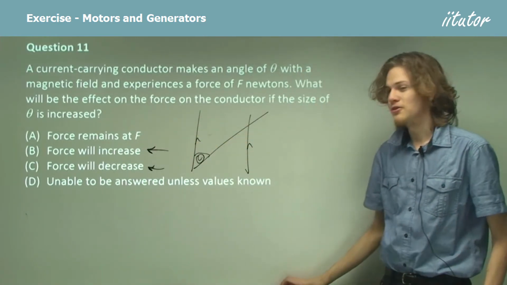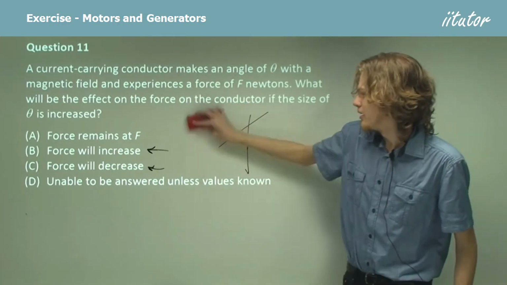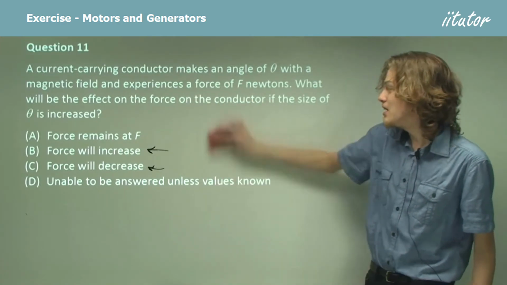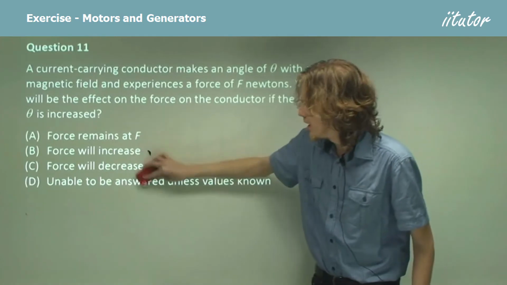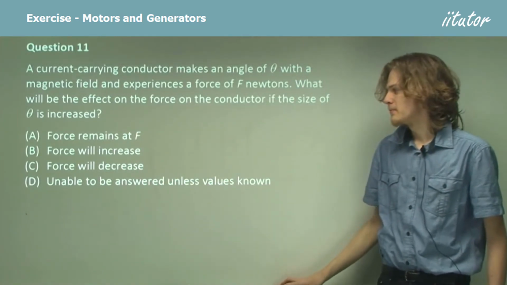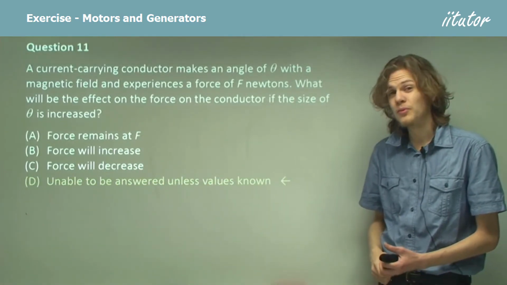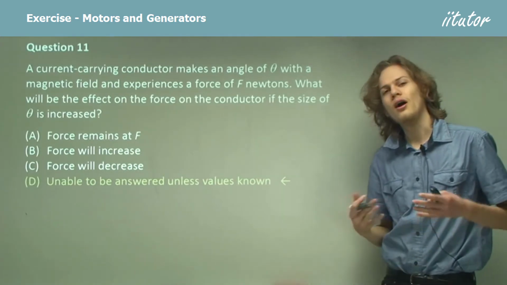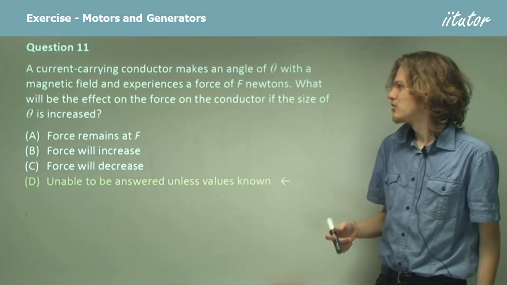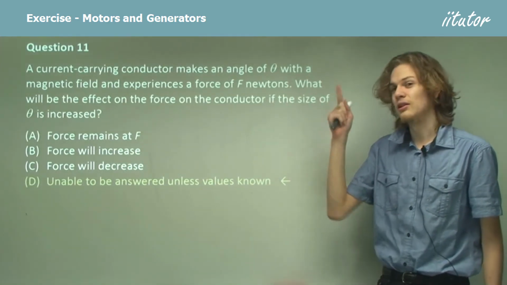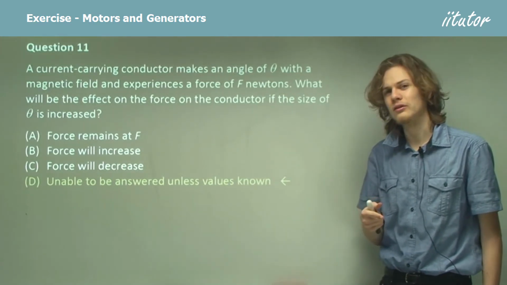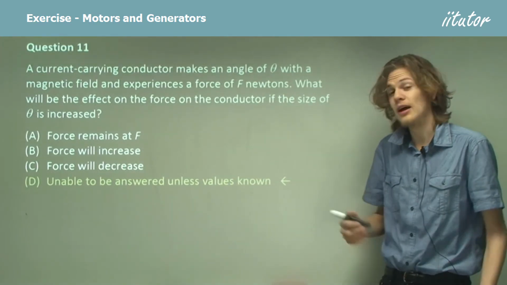In fact, I'm sure that you can see from the options by now that the correct answer is not going to be either of these. It's going to be D. The question is unable to be answered unless we know further values. Specifically, we need to know whether theta is less than 90 degrees or more than 90 degrees, or exactly 90 degrees.